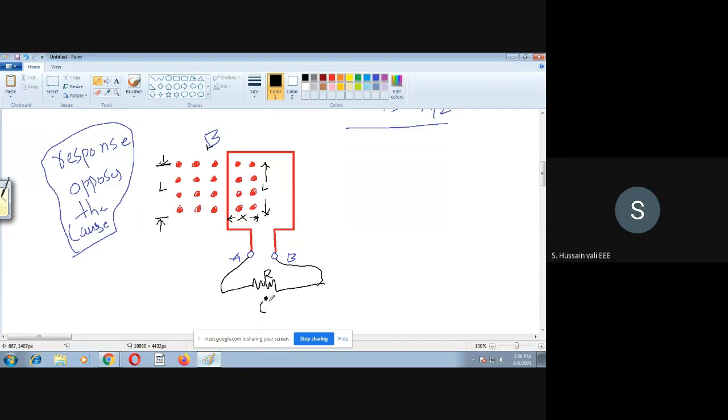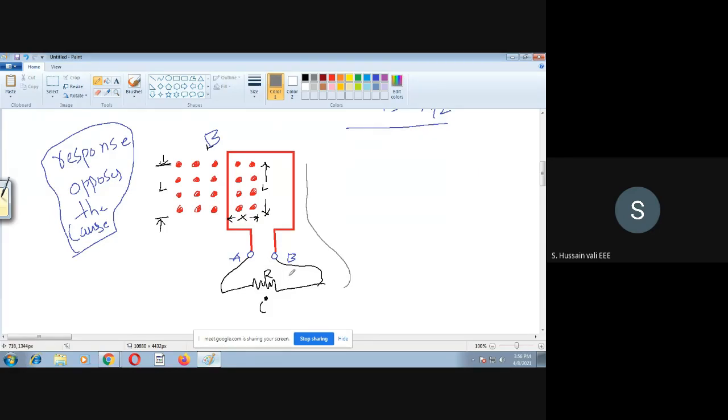Now this current which is flowing in the resistor makes a closed path through the coil. So through the resistor, then through the coil, it makes a closed path, either in this direction or in the opposite direction. Any one direction, it makes the closed path. It depends upon the polarity at A and B.